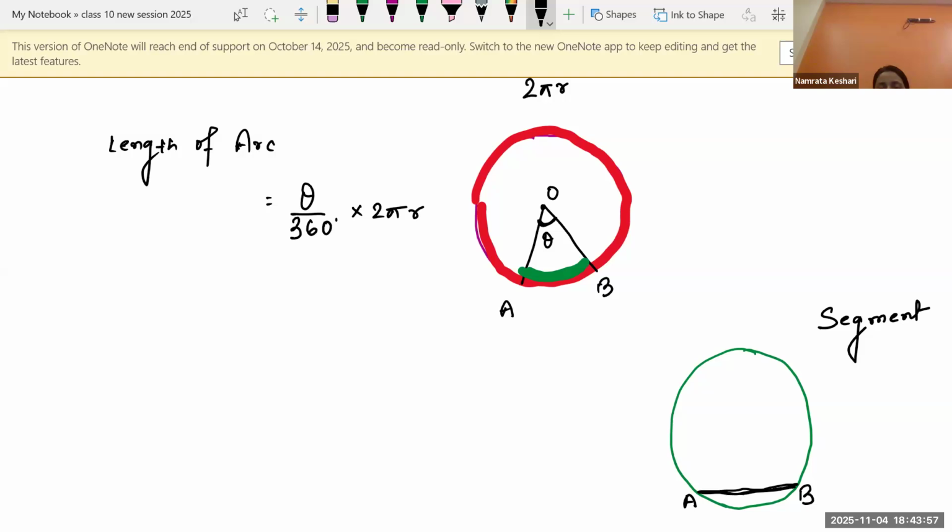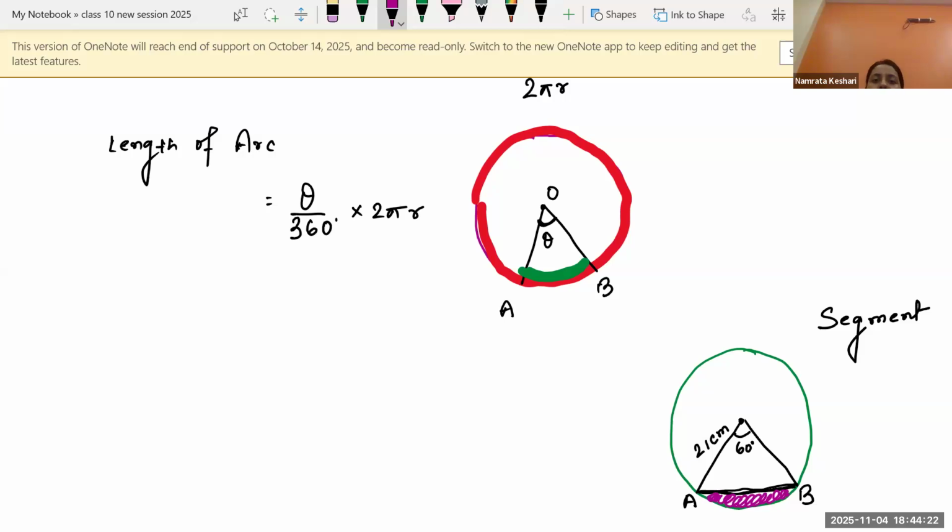Suppose we are having, okay, the angle over here, it's given as 60 degrees, and the radius of the circle is given as 21 centimeters. And we have to find the area of the segment. Only this much, the shaded portion's area you have to find.